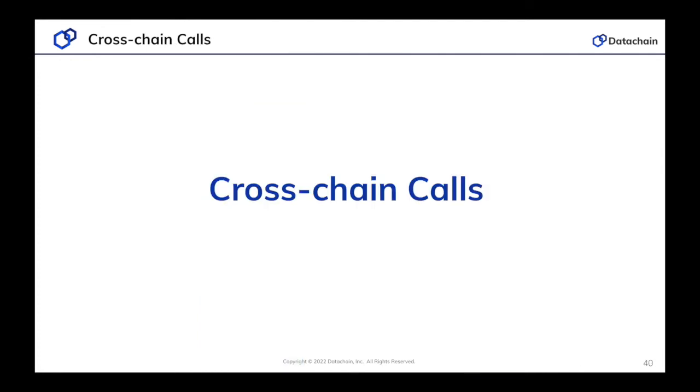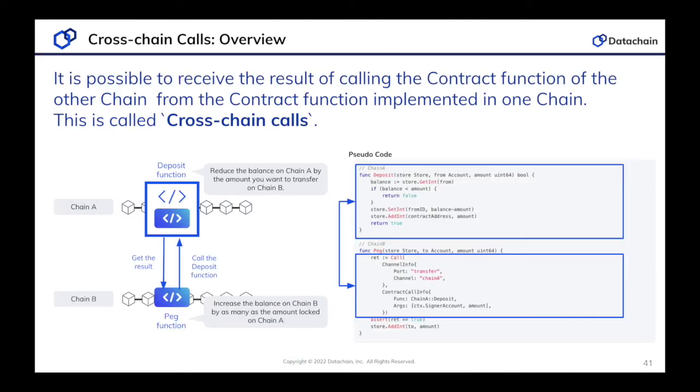Cross-chain calls. It is possible to receive the result of calling the control function of the other chain from the control function implemented in one chain. This is called cross-chain calls. This is an example of token transfer using cross-chain calls. Deposit function, which reduces balance of account, is implemented on chain A. Peg function, which increases balance of account when deposit function in this example returns expected value, is implemented on chain B.